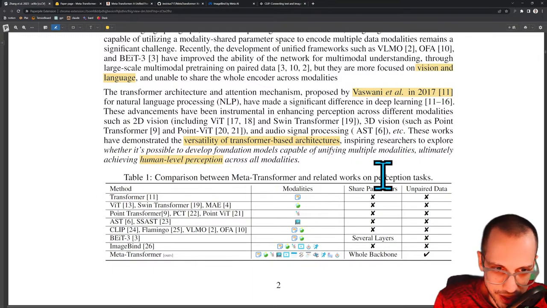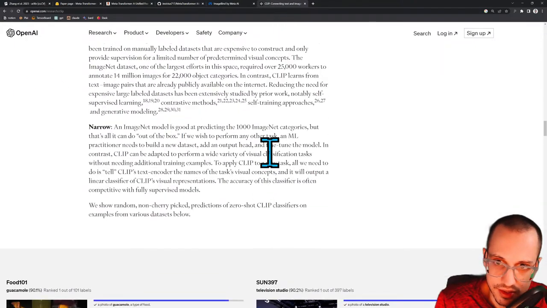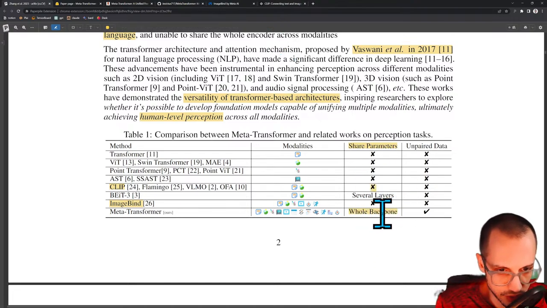Alright, comparison between Meta-Transformer and related works. Here you go, here's ImageBind. Okay, so they finally reference it. ImageBind, I guess this symbolizes text, and then you have images, point clouds. Here you have a bunch of different other works. So CLIP, of course, is going to be text and images. They do not share the parameters, so this is kind of what we've been discovering here, right, is that CLIP has separate encoders for the text and the image, so they're basically separate modules. But in this work, they're going to share the parameters. They're going to have one encoder that encodes all of this.